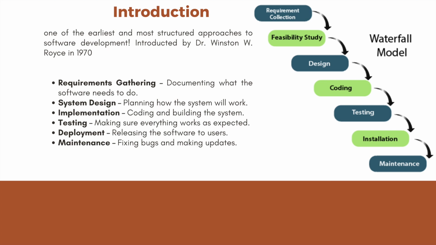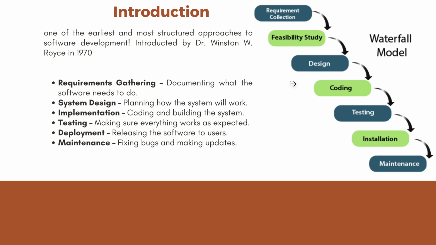Hello everyone. Today we'll be going through one of the oldest models developed in the software industry, known as the waterfall model. It was one of the earliest and most structured approaches to software development, and it was introduced by Dr. Winston Royce in 1970. It has a lot of phases. There are basically six phases, but I have just added one more phase here, which I'll explain later.